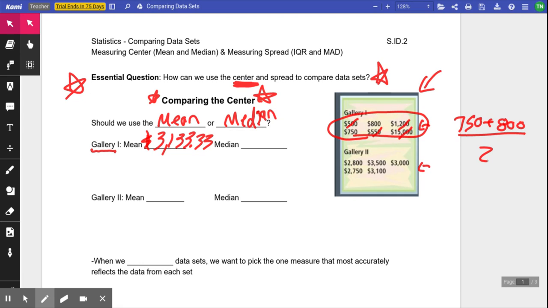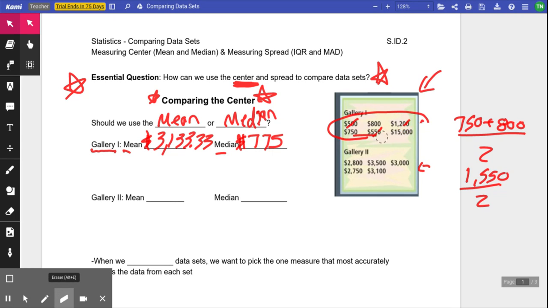Well, if I add those and I divide by 2, I'm going to get 1550, and when I divide that by 2, my median is going to be $775, okay? So those are 2 different measures, mean and median, and they're significantly different numbers, right? The mean there is much greater than the median. But we can't really do what we're doing until we've studied all of this, okay?